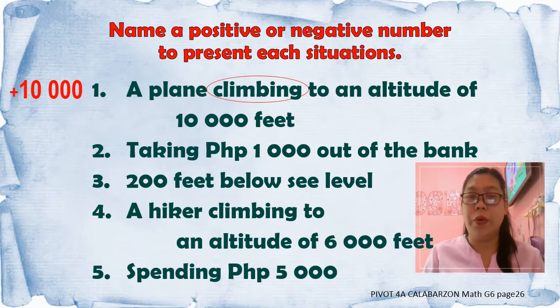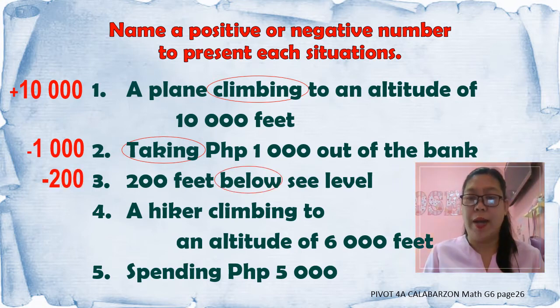Number 2, our keyword is taking. Taking is subtracting from your money, so it would be negative 1,000. Number 3, our keyword is below, so the answer is negative 200. Number 4, again like in number 1, the keyword is climbing, and the answer is positive 6,000.